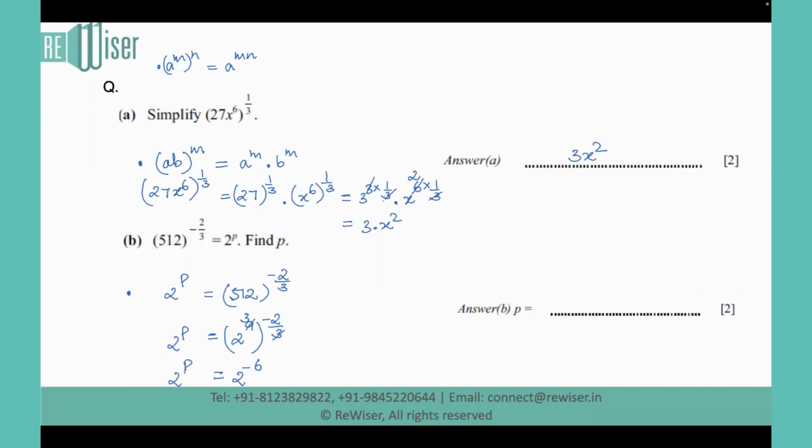Equating the powers as the base is the same. So whenever we have a to the power m equal to a to the power n, we can say that m is equal to n. So our solution for part B is going to be negative 6.